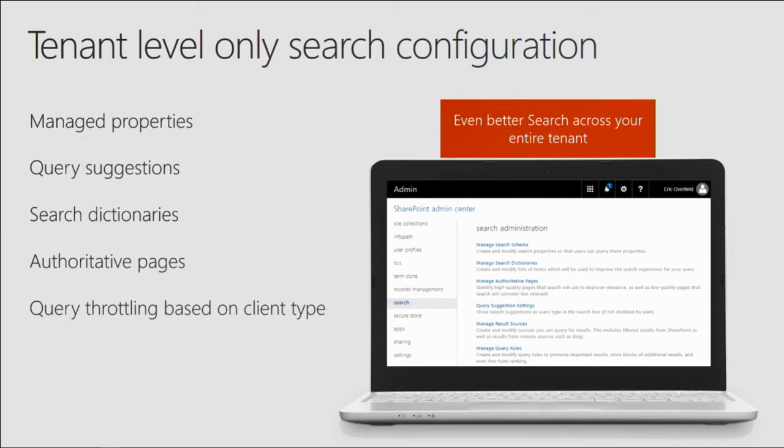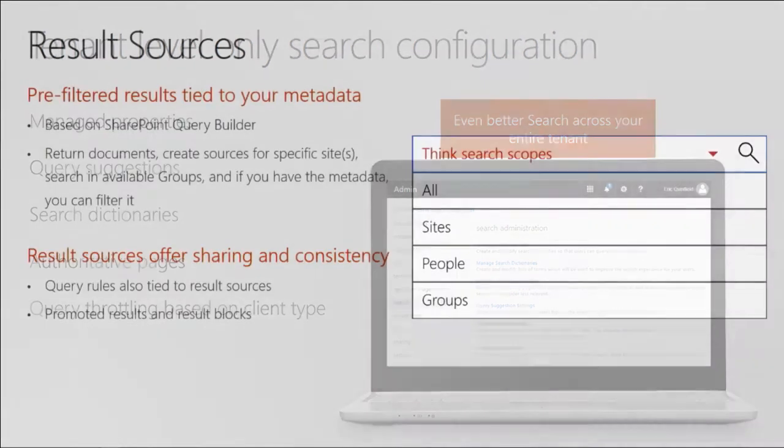Now, how are you going to figure out this and things like query suggestions? You're going to be looking at your search logs. You're going to look and see what people are searching for every 2 weeks, every month, whatever, and see what common searches are. Then you can help promote things. You can help build those query suggestions and those search dictionaries. You can also set authoritative pages in SharePoint Online. You can define what pages, what URLs, are more likely to be valid than other ones, as well as demote pages and say these pages you really shouldn't return very often. And you can even do things like query throttling based on the client type.